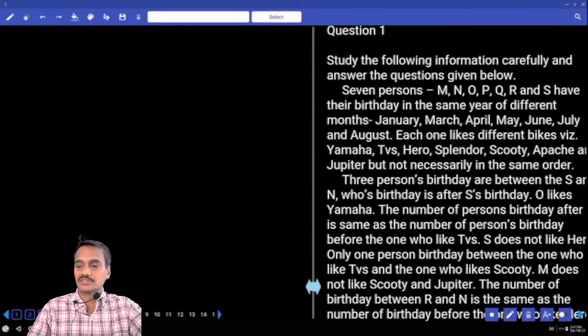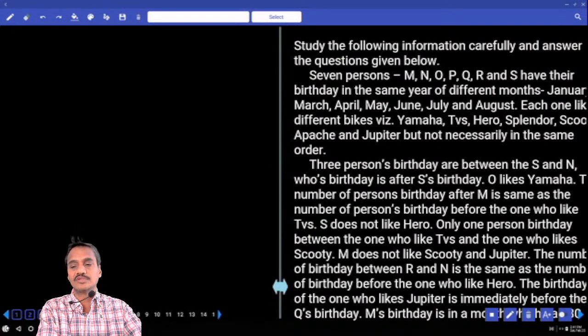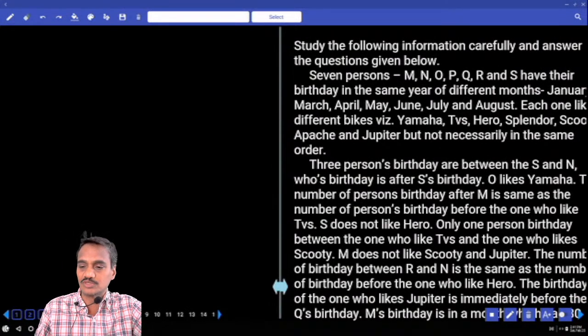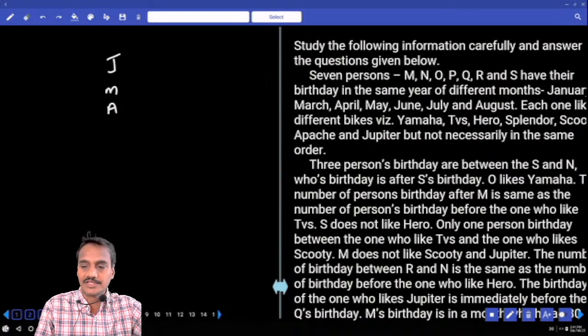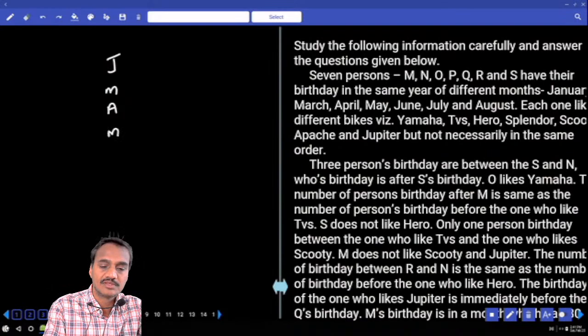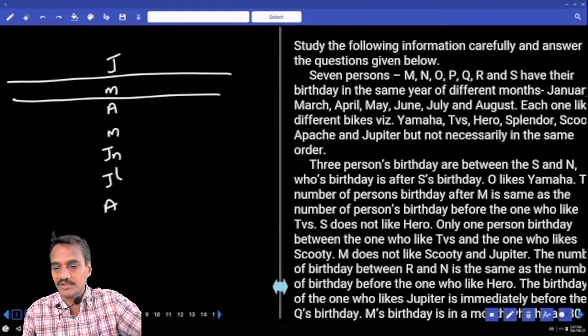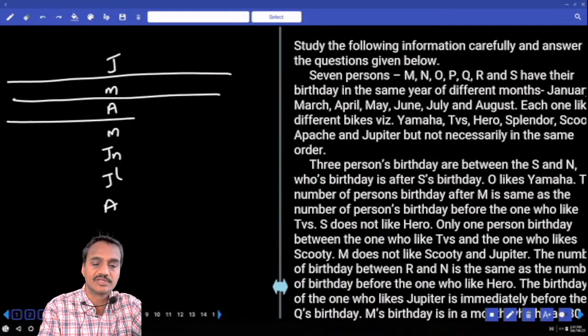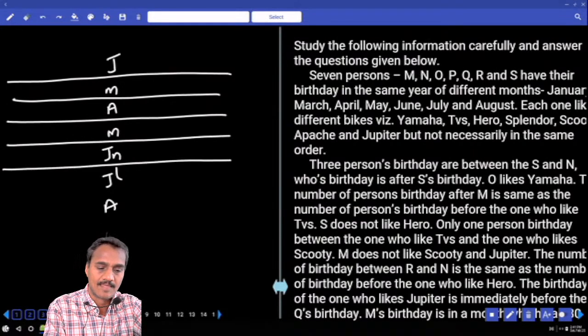And here, there are 7 persons: M, N, O, P, Q, R, and S. They have their birthdays in the same year in different months. What are the months we have? Jan, March, April, May, June, July, and August. At the same time, each one of these 7 persons likes a different bike, and the bikes are also clearly given.